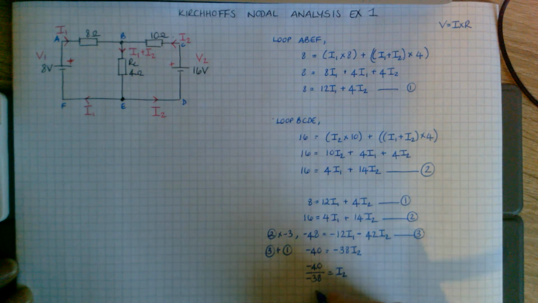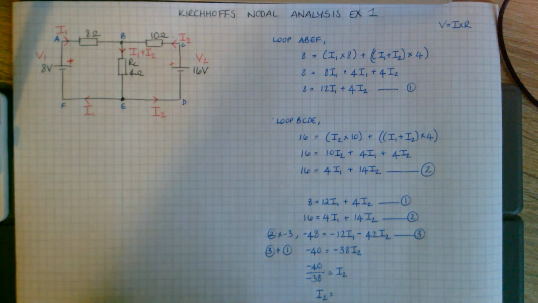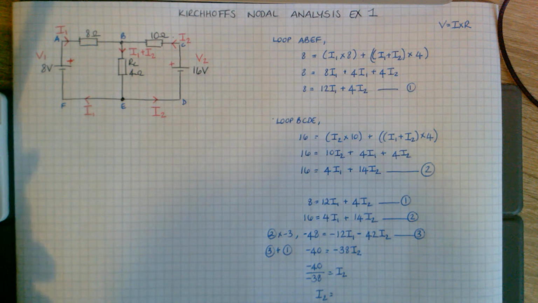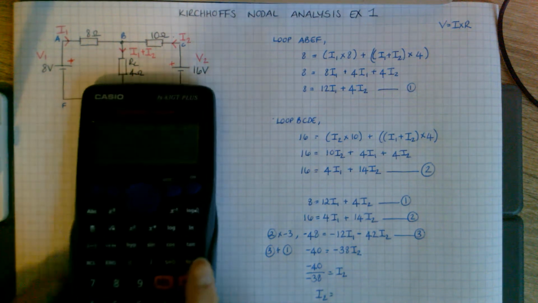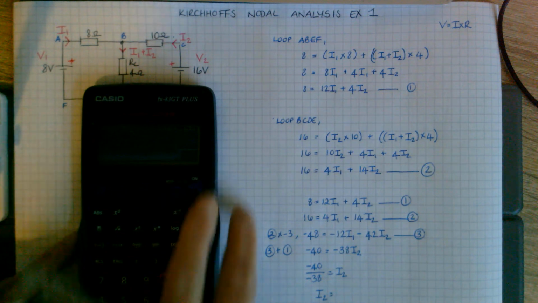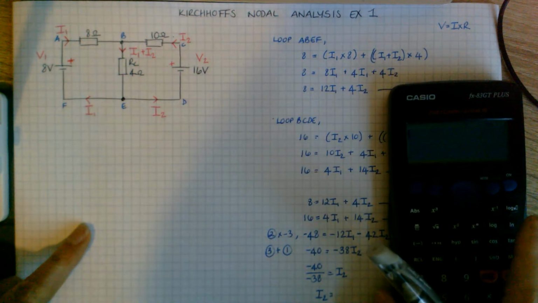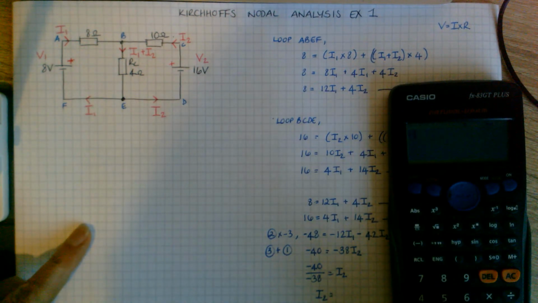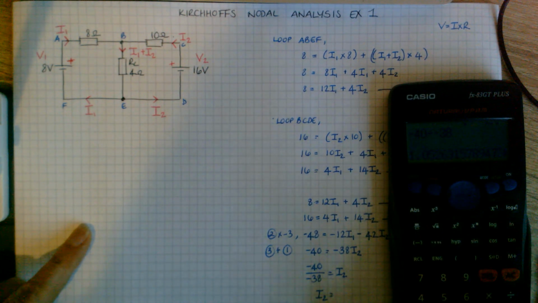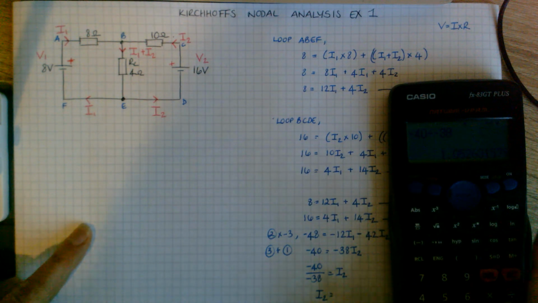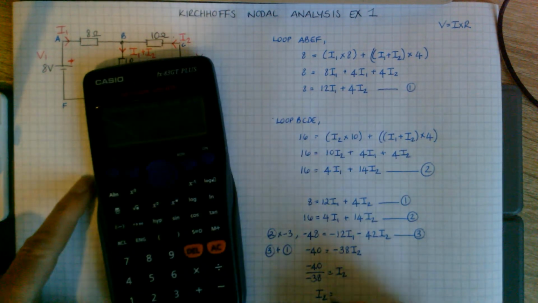So from this, I can deduce that I2 must have a value of negative 40 divided by negative 38, which is 1.05.